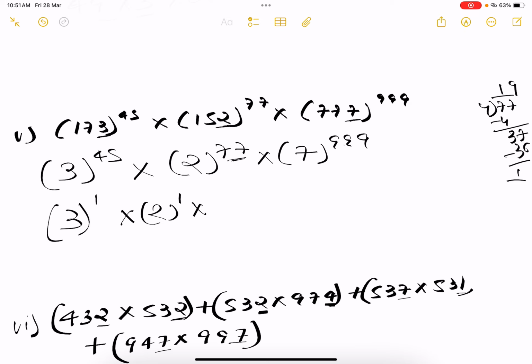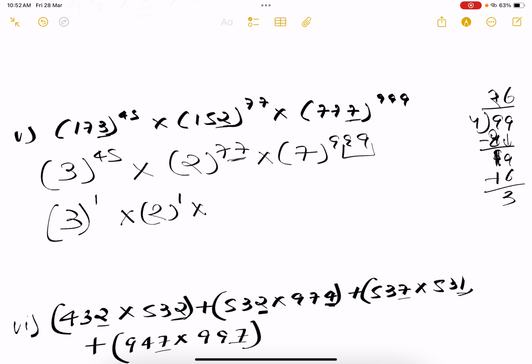Similarly, for a bigger number I take the last two digits and divide these last two digits by 4. So let's divide it here. For 99, 4 1s are 4, 4 2s are 8, the remainder is 1 here, and then 9 comes down. Then 4 7s are 28, 4 5s are 20, 4 4s are 16. So here I get 16, so the remainder is 3. So I put 7 to the power 3.